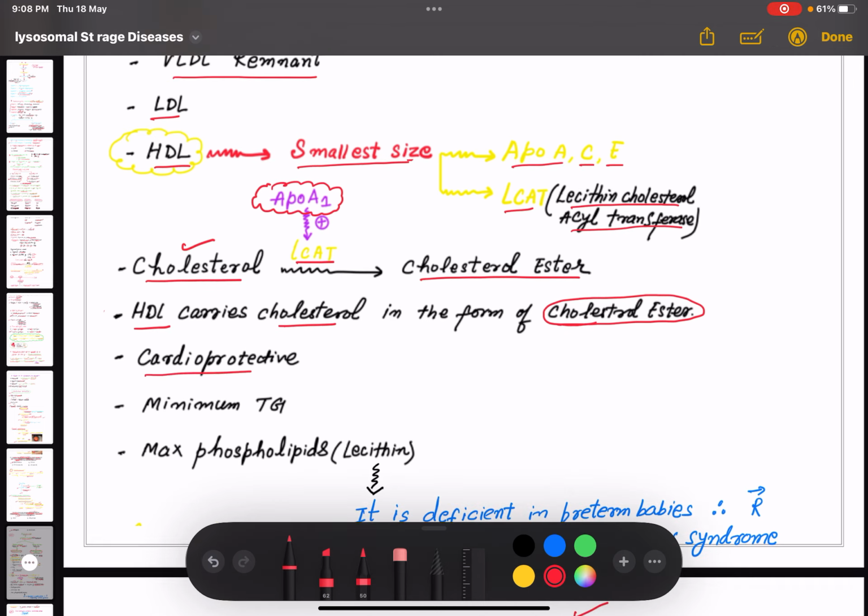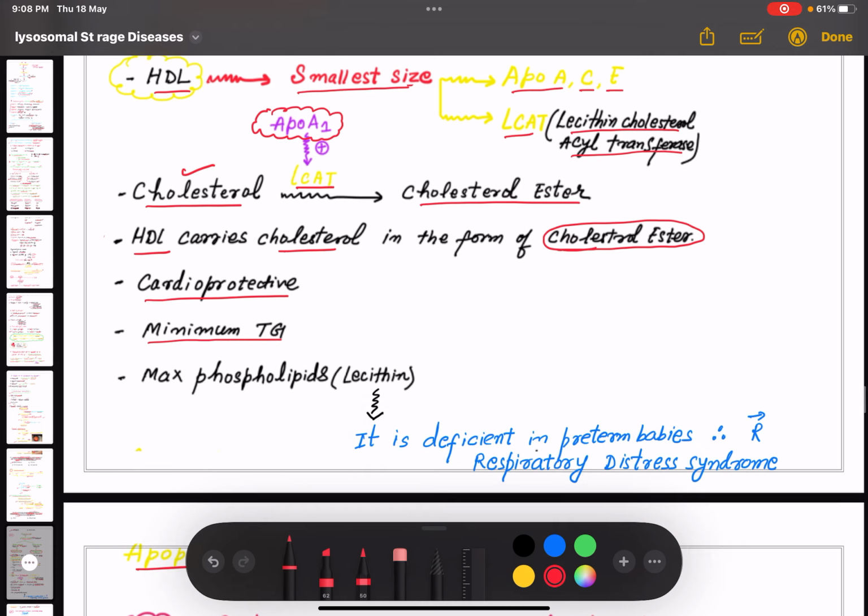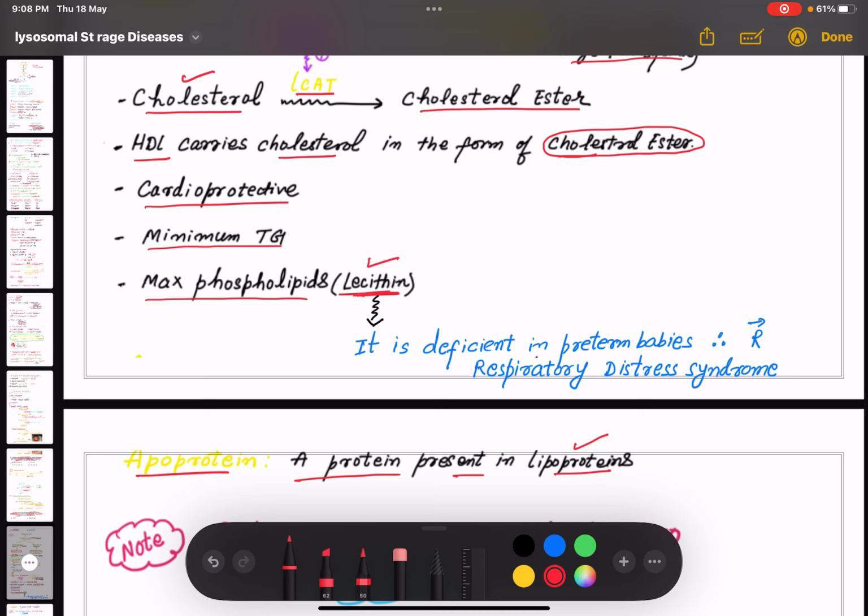HDL is cardioprotective, and it has minimum triglycerides and maximum phospholipids. Which phospholipid? That is lecithin. Very important. What is the significance of this lecithin? It is deficient in preterm babies. Therefore, if it is deficient, it can result in respiratory distress syndrome in the babies.